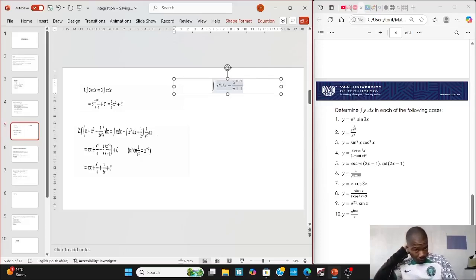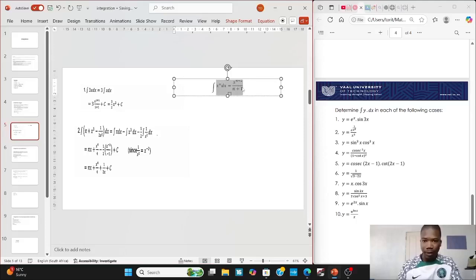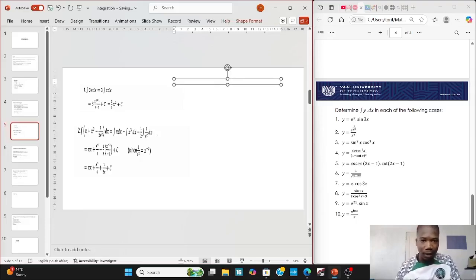Then what do we know about this? x has an exponent of 1 on top of it, right? x has an exponent of 1. Then we will proceed with our question. Since we know that x has an exponent of 1, then you can say it's 3, right? 3x to the power 1 plus 1, right?